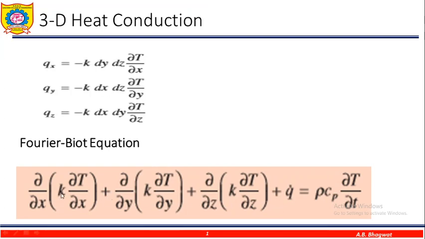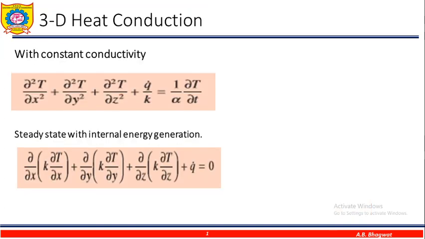Now here, why this conductivity inside this bracket? Because we have considered conductivity also as a variable with respect to temperature. If K is constant, then K will come outside this bracket, and we can divide this rho Cp term by K. So this becomes rho Cp divided by K if the conductivity is constant. But this is a generalized form of heat conduction which is called the Fourier-Biot equation. You can simply play with this equation and you can understand the one-dimensional heat conduction equation.